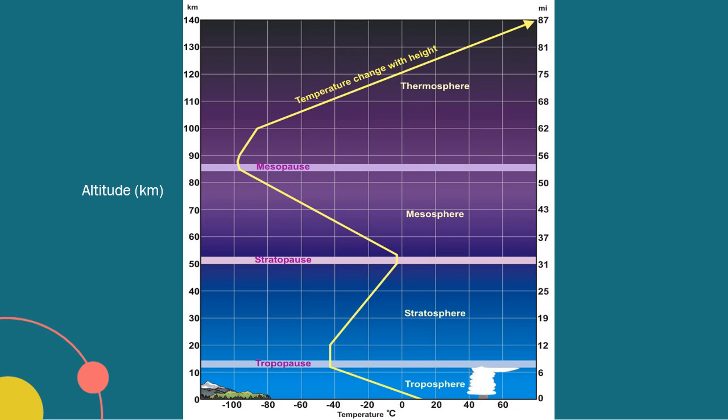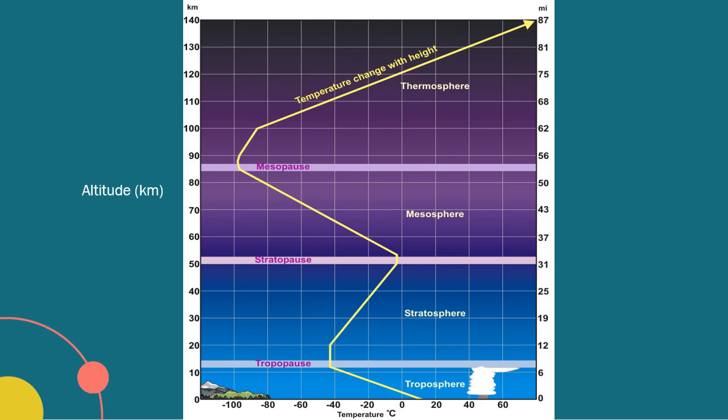Let's take a look at this graph. Here in the left, we see the altitude or height in kilometers, and in the right in miles. At the bottom, we see the temperature in Celsius. Notice that the points shift from left to right and right to left, depending on the atmospheric layer.